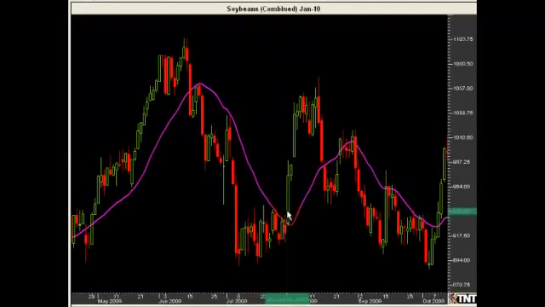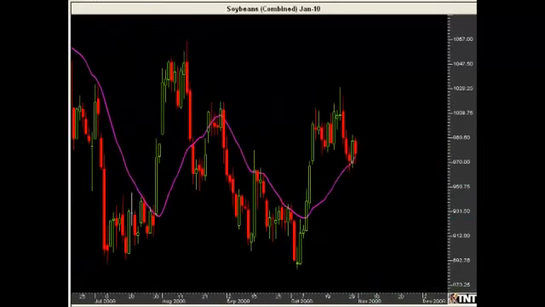Then you come back here, and now all of a sudden the market's above the 20. Remember, it was struggling all this time to get lower. It didn't happen. And now it's above the 20. We're in an uptrend. Below the 20, we're in a downtrend. And now we're back above the 20.